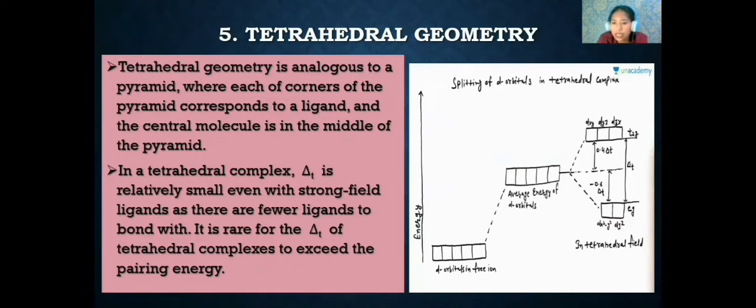So as you can observe, for the octahedral, the eg is on top, or it is being raised in energy. But in the tetrahedral field, the t2g orbitals are being raised in energy, and the eg orbitals are lowered in energy.